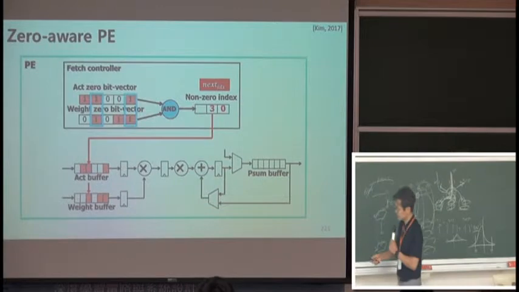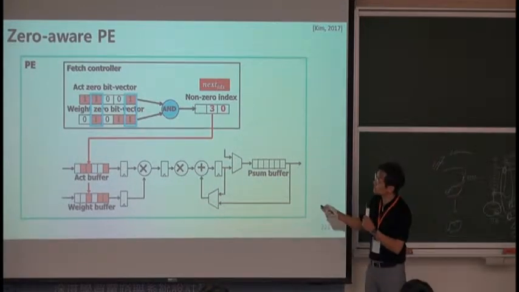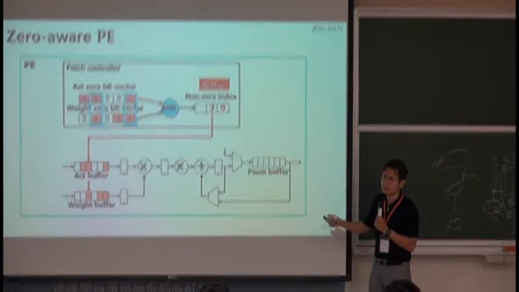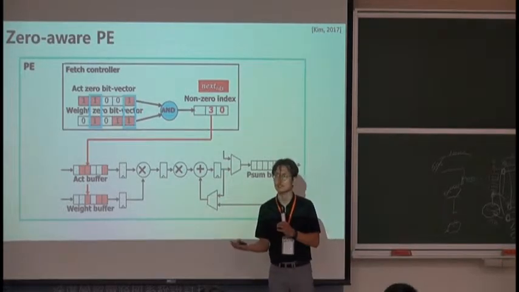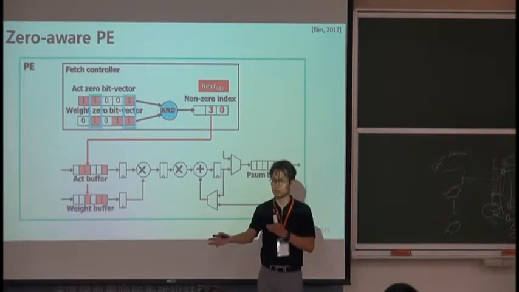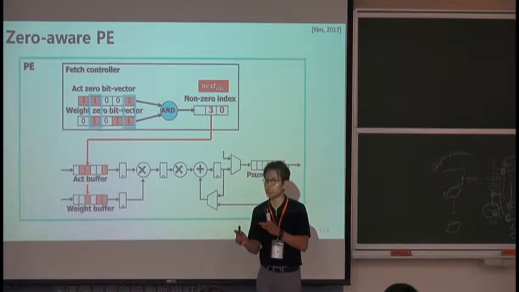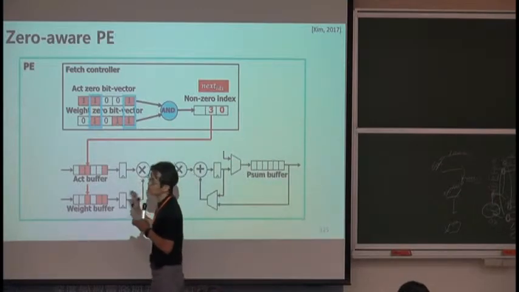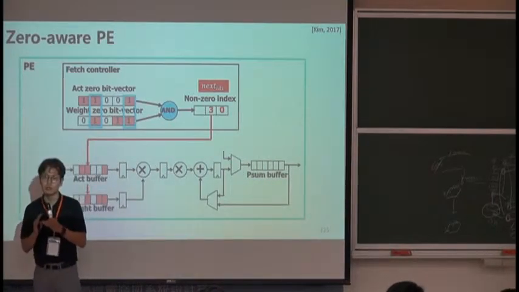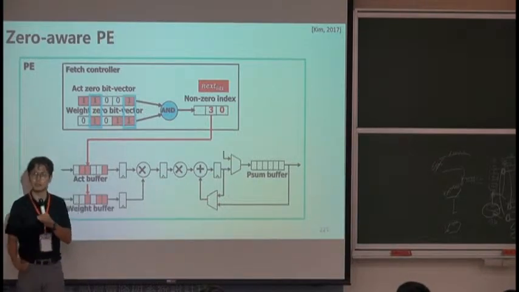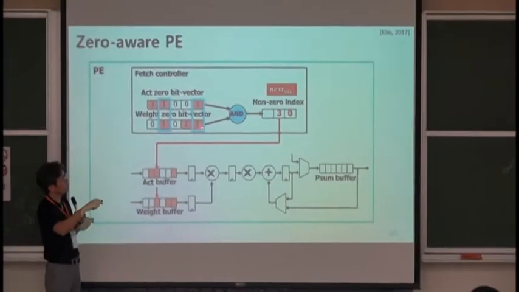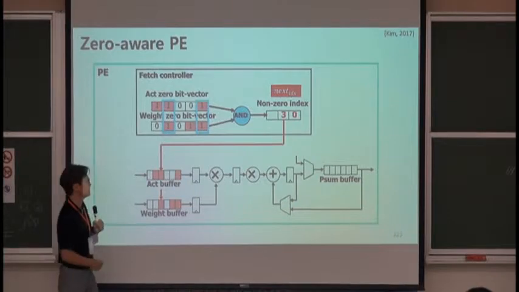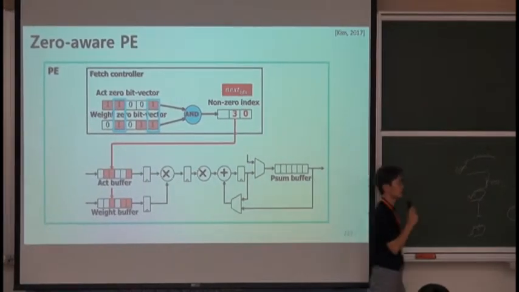In order to ease the process of finding non-zero pairs, instead of using a comparator, we use a zero bit vector. When SRAM broadcasts data or weight to the processing element, together with the data we also send a small-size zero bit vector. By using that, the processing element does not have to compare the value with zero. So by using the bit vector, we can easily localize non-zero pairs, and we do computation only for them.